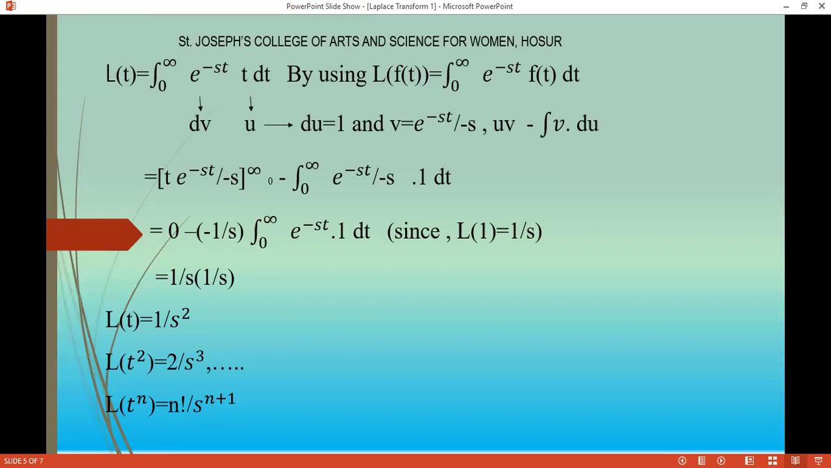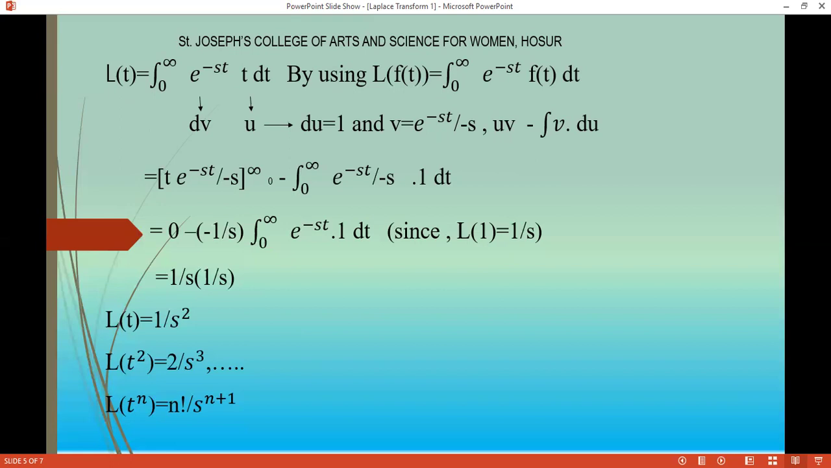From u we will get du as 1. From dv we will get v as e power minus st by minus s. This is u. When we differentiate x with respect to x, we will get 1. Same way here also, when I differentiate t with respect to t, we will get du as 1. T I am taking as u. From that, du is 1, that is, differentiation of t is 1. dv is e power minus st. From this, v is e power minus st by minus s, as already I told you.